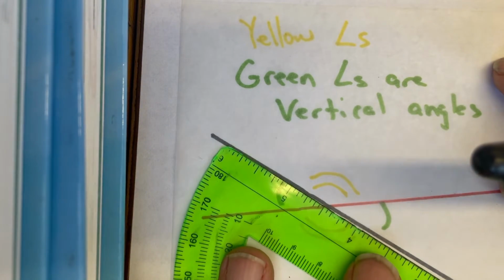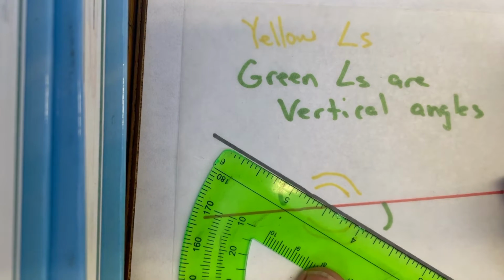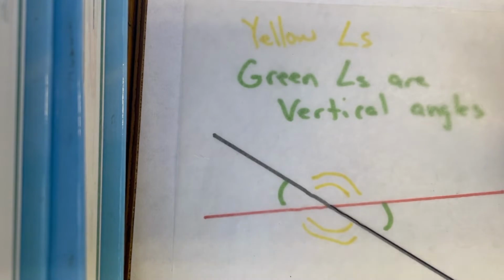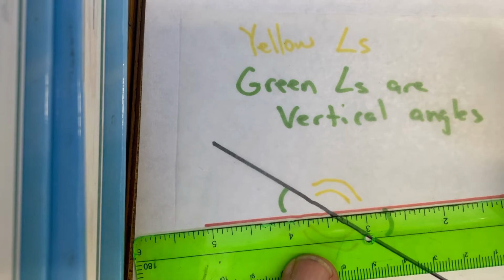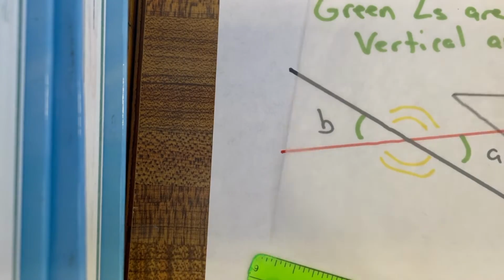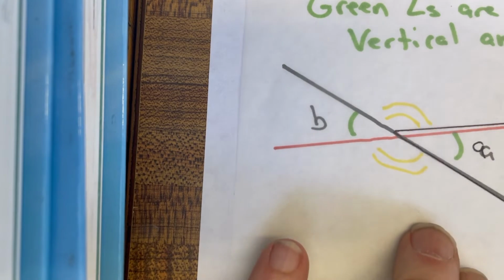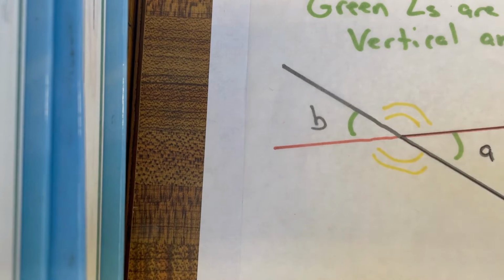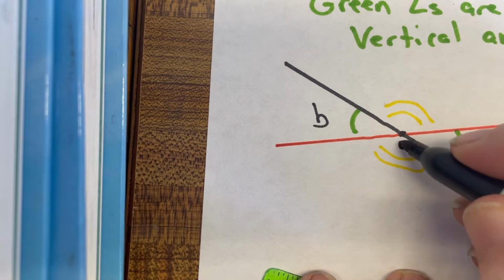So what I'm going to do is trace one of the green angles on my patty paper. I'll call this angle A and this angle B. So I've traced angle A. All right, and now I'm going to do a rotation around the center. Let's call it the center C.